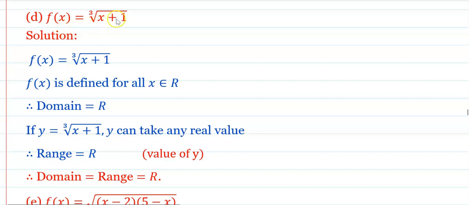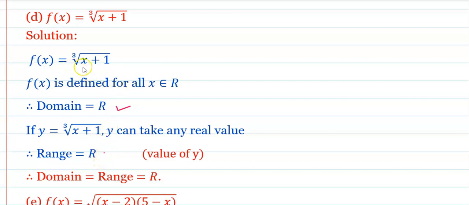Next, look, f of x is equal to cube root of (x plus 1). f of x is defined for all x belonging to the set of real numbers. Domain is equal to capital R. y is equal to cube root of (x plus 1). y can take any real value. Okay, therefore the range is capital R.